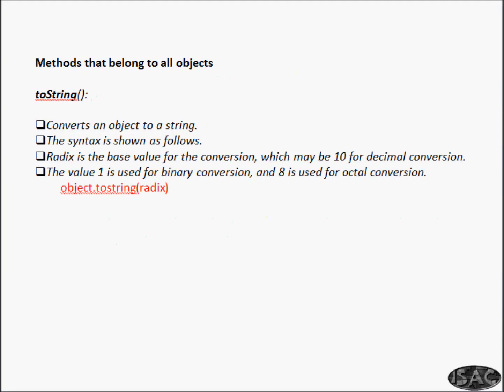Now there's another method that belongs to all objects. Look here. It is a global object, but this method belongs to all. What method? It is toString. This toString method can be easily called by all the objects. It converts an object to a string. So if some object is there, it will convert it to string format. You can see the syntax here, right? The radix is the base value for the conversion, which may be 10 for decimal. So it is in what format you want to convert. If it is octal, then give 8 here. The value is 2 for binary.